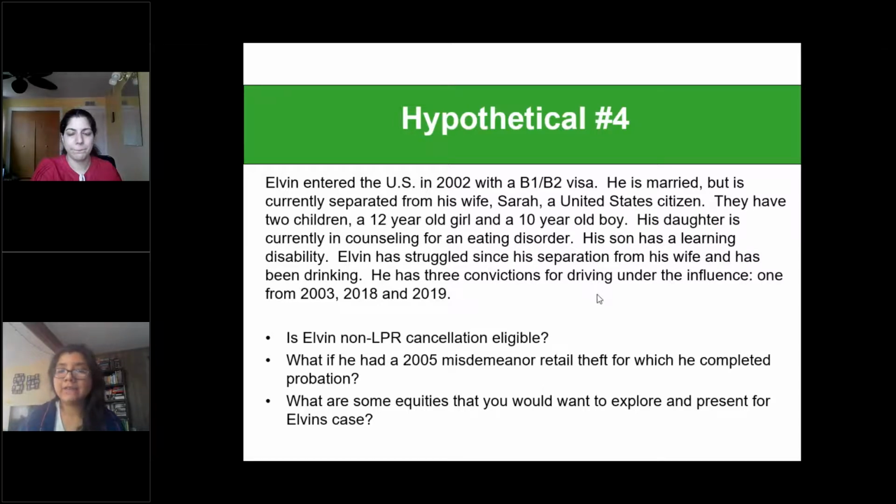So he does have 3 DUIs. I know someone is mentioning the fact that he does have 3 DUIs, but think about the period when you need to show good moral character. If he's in proceedings in 2020, that would be from 2010 to 2020. That 2003 DUI falls out of that 10-year good moral character period. When did he receive the NTA? Let's assume that Alvin received the NTA last week.